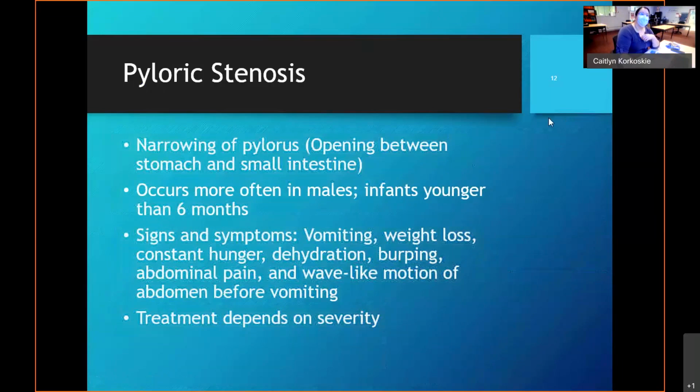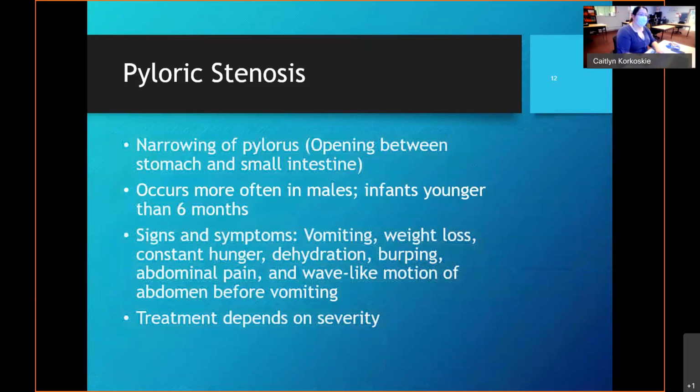But so anyways, that's a narrowing of that opening. And it occurs more often in males. Not exactly sure why it's more common in males than it is in females. And it happens a lot in younger infants. So lots of the signs and symptoms are going to be lots of vomiting. Sometimes they could be more hungry more often. Issues with weight, vomiting, dehydration, burping a lot.